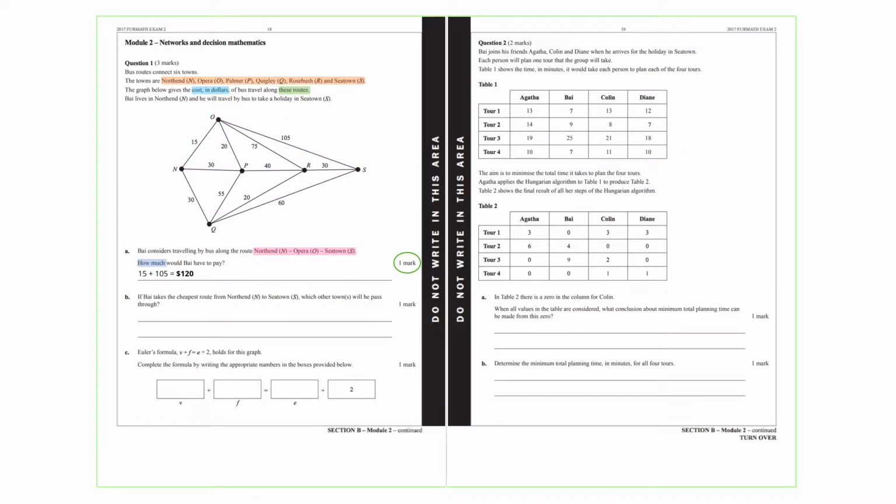Part B. If Bai takes the cheapest route from North End to Seatown, which other towns will he pass through? By inspection, we notice that the shortest route is North End, Quigley, Rosebush, and Seatown. The total cost is $80. So the other towns that he will pass through are Quigley and Rosebush. This question is worth 1 mark for the correct answer.